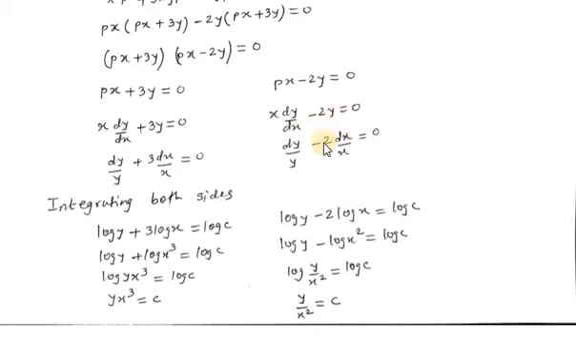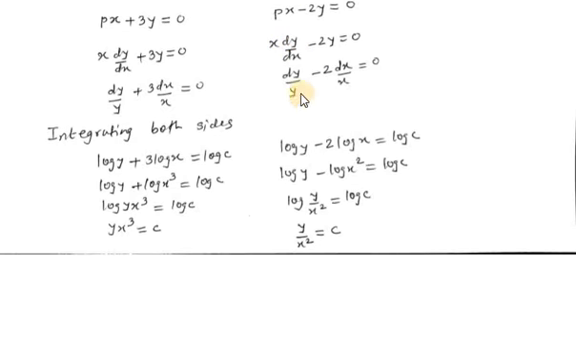Now again applying the concept of variable separable form, dy by y minus 2 by x into dx equals to 0. Integrating both sides, integration of 1 over y, answer is log y, minus 2 as it is, integration of 1 over x, answer is log x, and that is equals to log c. Log y minus, applying the property of logarithm, it will become log x square equals to log c.